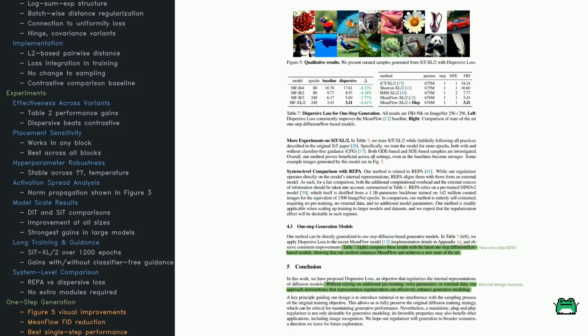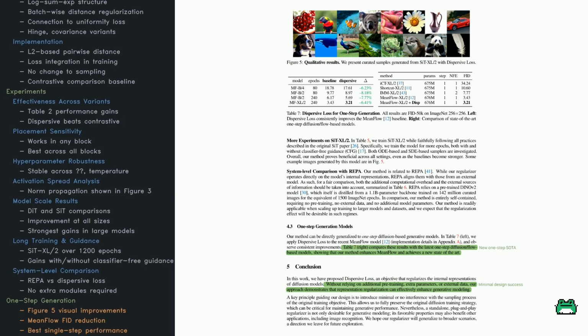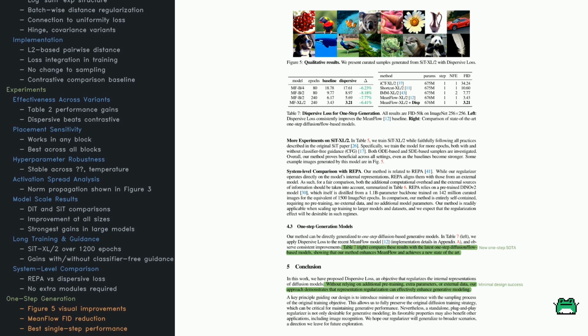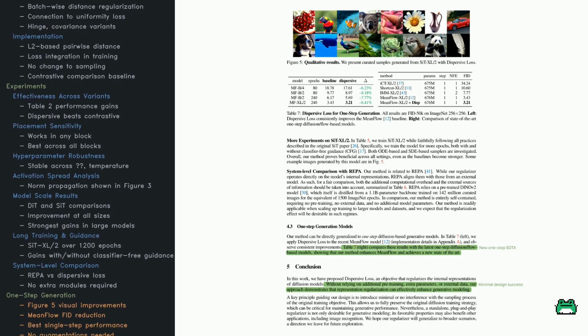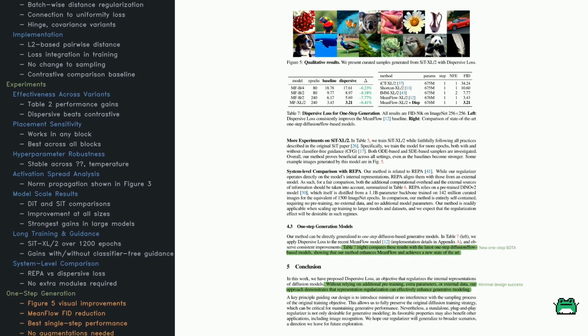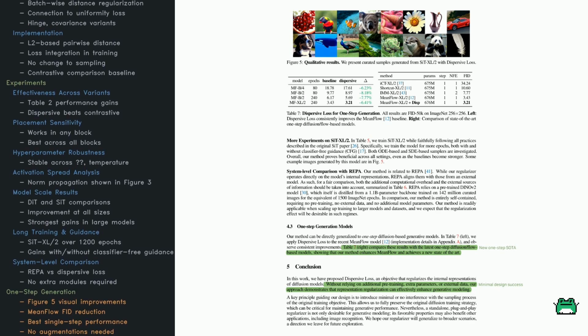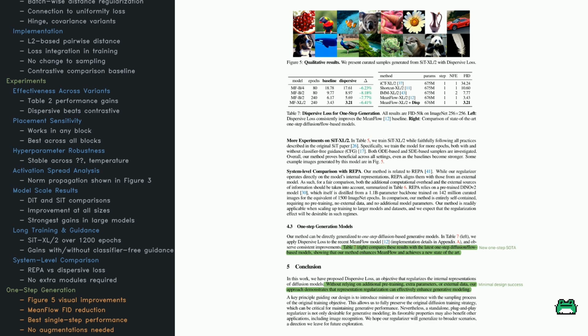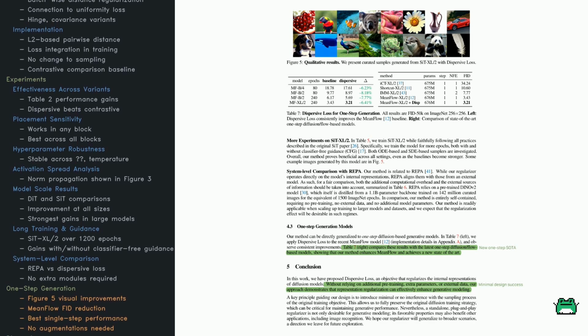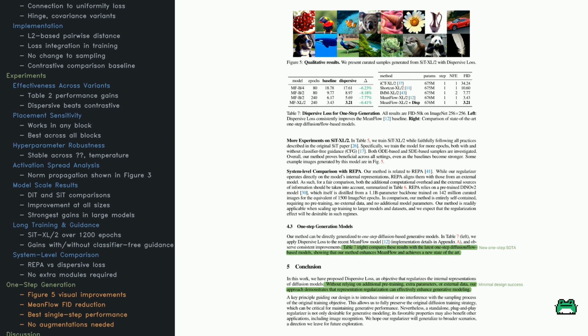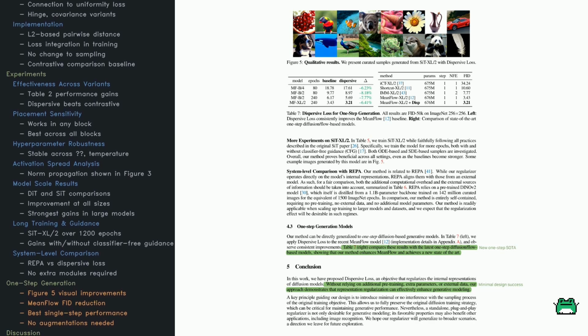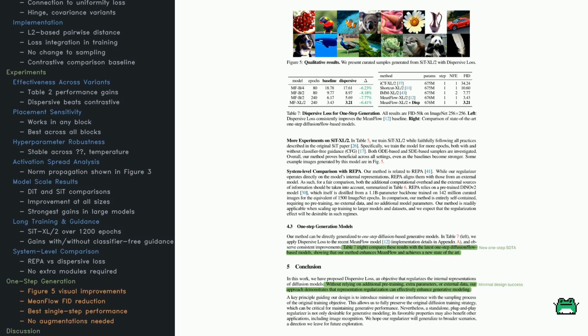Then there's Table 7. On the left, it shows performance on MeanFlow models of different sizes and training lengths. Dispersive loss consistently lowers the FID score, sometimes by as much as 8%. On the right, the authors compare against other top one-step models. MeanFlow-XL/2 alone gets a FID of 3.43. Add dispersive loss, it drops to 3.21, a new state-of-the-art for one-step image generation.